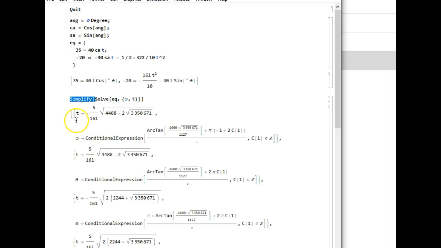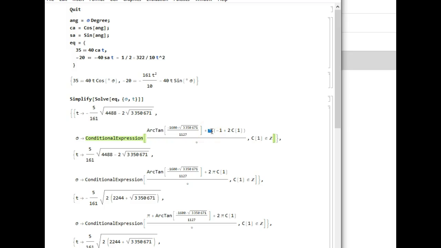You get the values of time, and when you're solving for the angle, you get this wild looking thing, a conditional expression. Basically, what happens is, if you notice right here, you're getting the inverse tangent, the arc tangent, in this part of the equation. So it's the inverse tangent of a fraction. You're going to have to use your calculator to get that number.